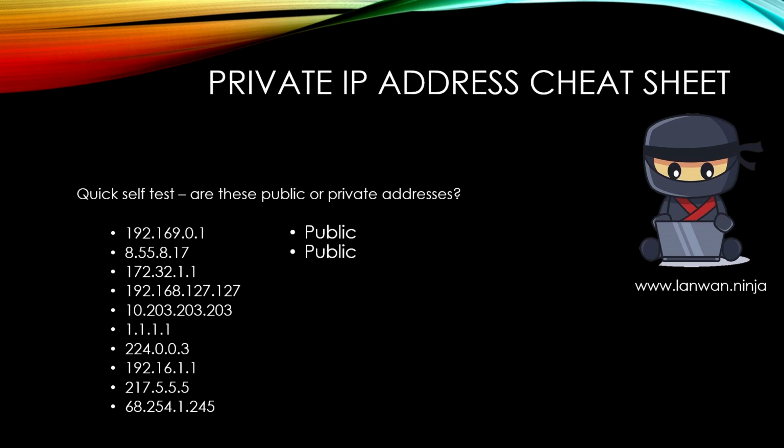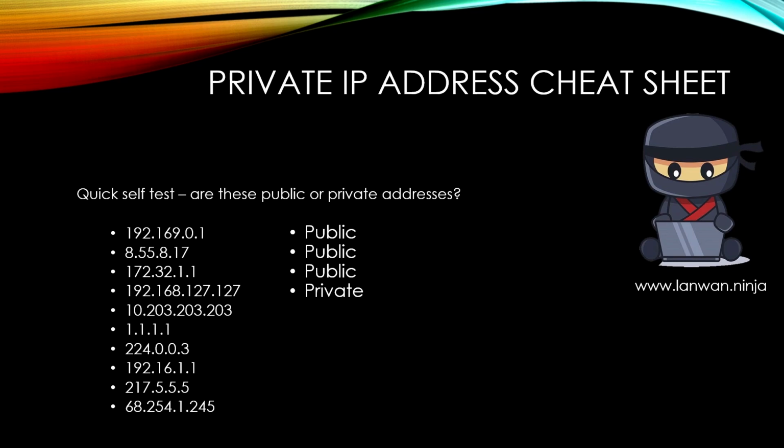Next one, 8.55.8.17. That one is public. That one's pretty straightforward. The next one, 172.32.1.1. That one is also public. It's kind of close to the block of addresses that starts with 172.16. But remember, for all those addresses, it goes from 172.16.0.0 to 172.31.255.255. Next one, 192.168.127.127. That one is private. It's clearly a part of the 192.168 private address block.